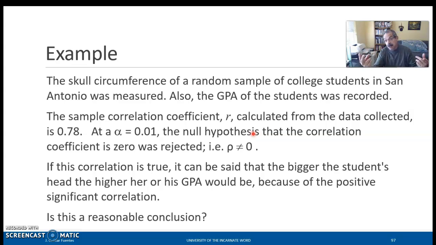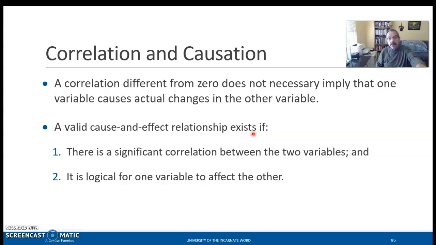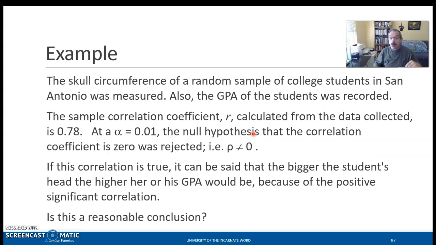But the second question, going to what gives us a valid cause and effect, is would it make sense that the bigger your head, the bigger your GPA? And there is no reason for that. So this is not a true cause and effect relationship. Okay, so please keep in mind, because people abuse the idea of correlation so much, that just because there is correlation, there must be something happening, this must be causing that. And that's not necessarily true. That needs to be studied in detail and proven.